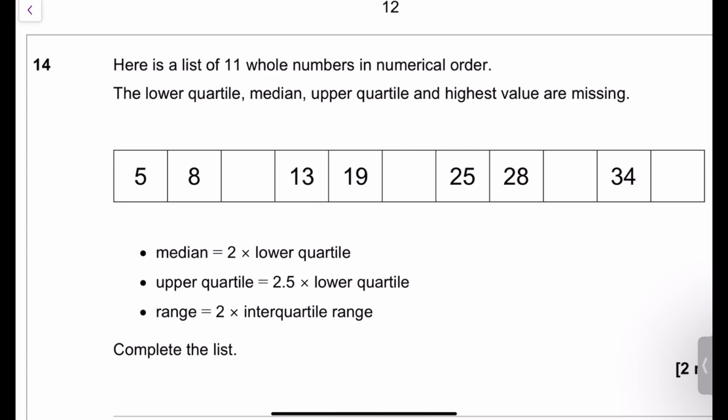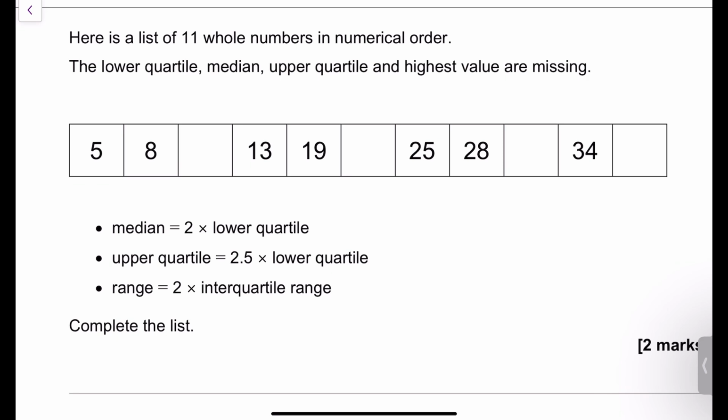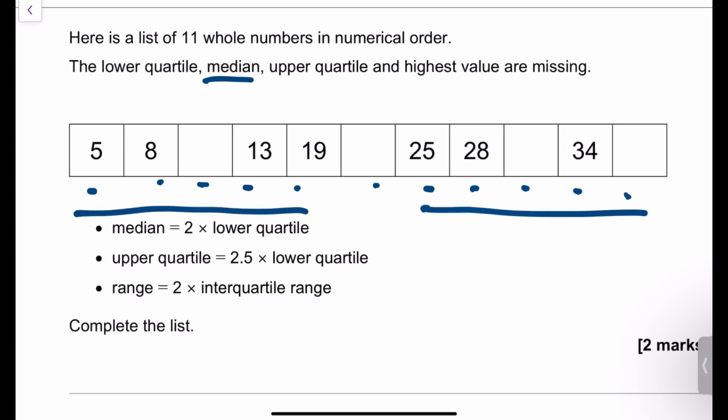Question 14 says, here's a list of 11 whole numbers in numerical order. The lower quartile, median, upper quartile, and highest value are missing. Okay, let's do the median first. The median is the middle value. We've got 11 numbers, so you can see here, there's 5, there's 5. My median is here. My median is 2 times my lower quartile. My lower quartile would be here.